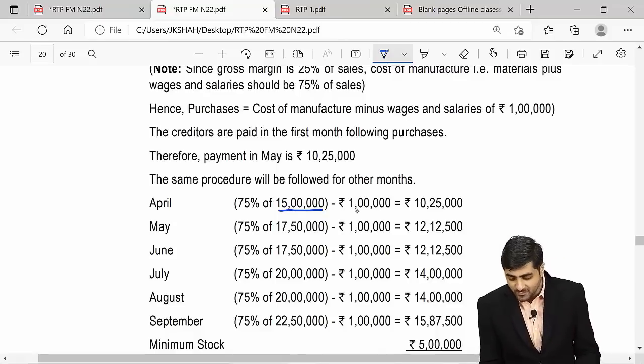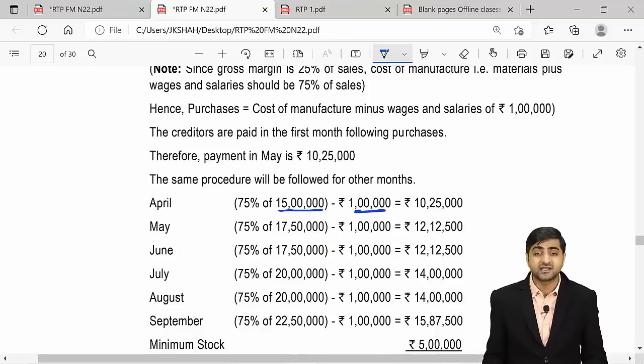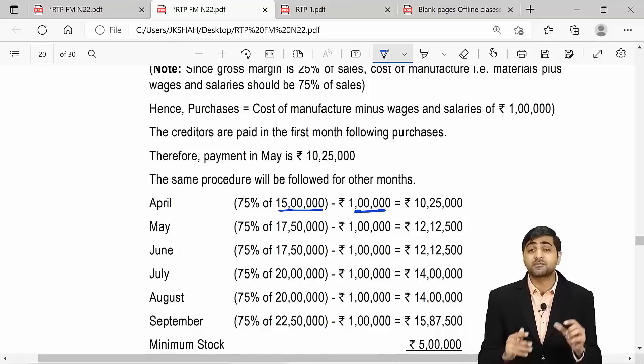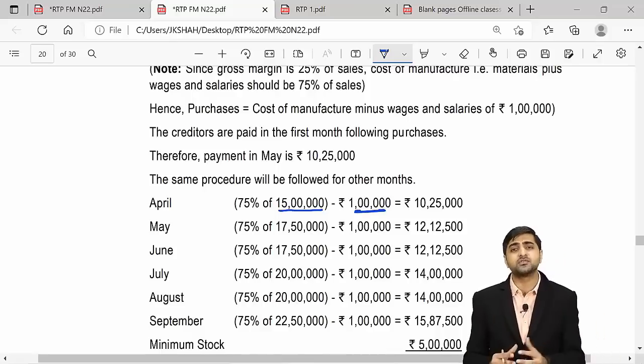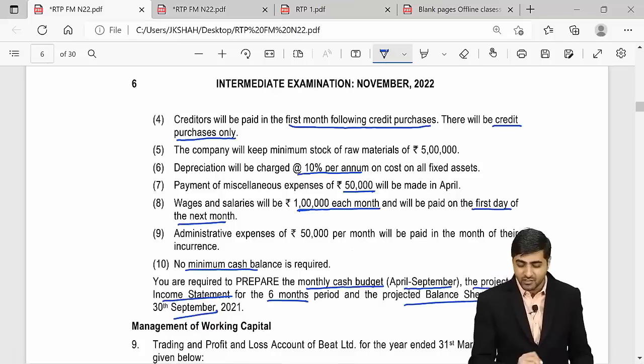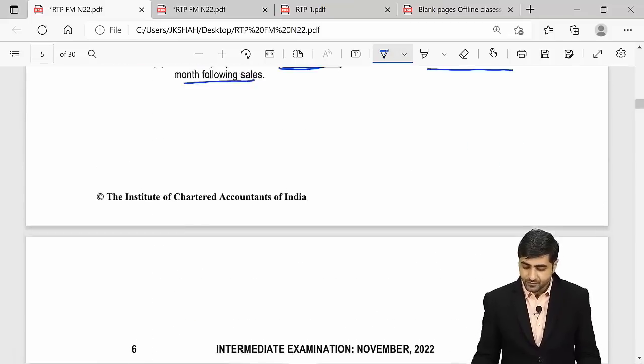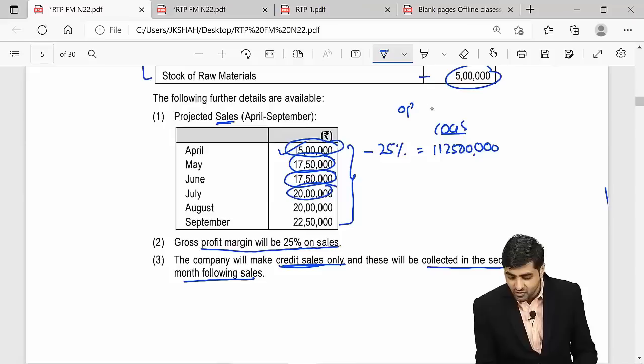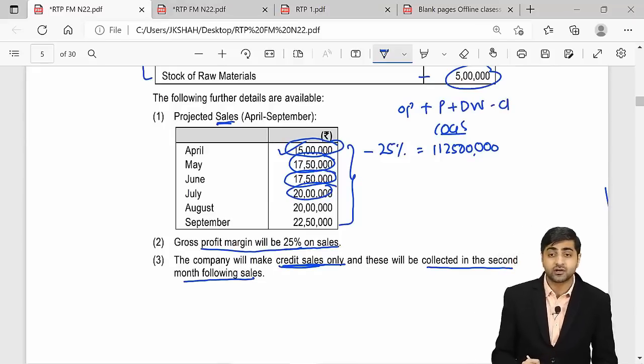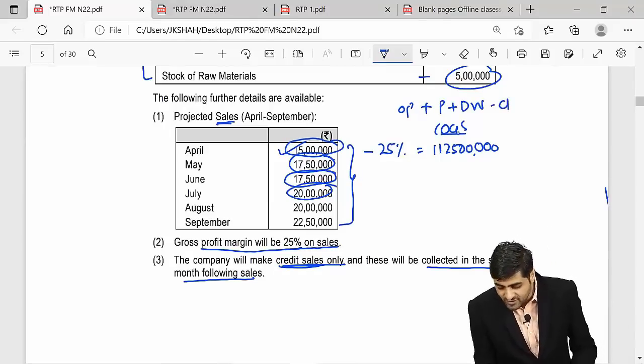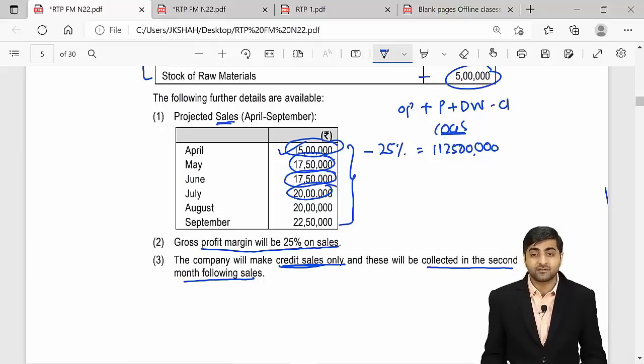And from that you will subtract the amount of wages and salaries, because wages form part of your COGS. You know what COGS is? COGS is opening stock plus purchases plus direct wages minus your closing stock. Now your COGS is coming as 11,25,000.